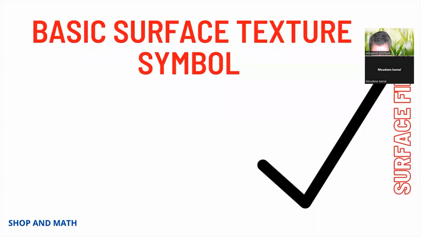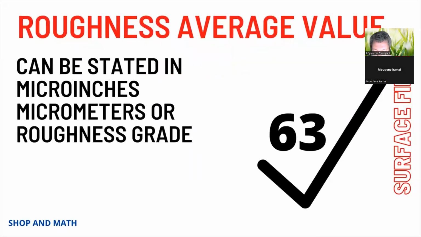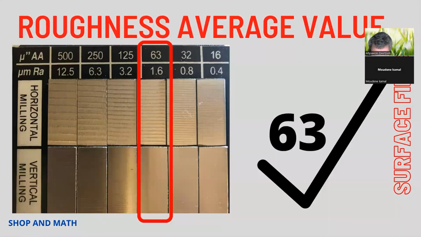Basic surface texture symbols. Roughness average value. This can be stated in microinches or micrometers or roughness grade. Using the visual comparator, you can see on the top, which is microinches, and on the bottom, which is micrometers.